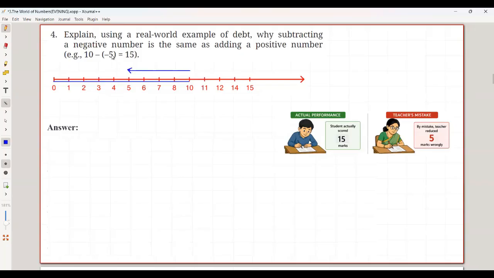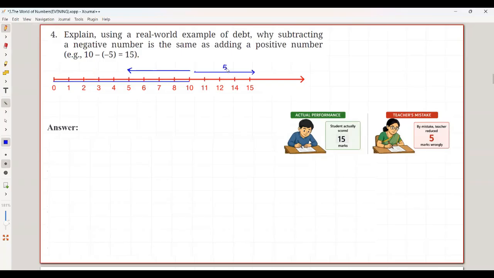But it's given as minus of minus. Minus 5 means this direction. Again, they have given one more minus, so you have to go in the opposite direction of minus. So from here we go opposite 5 units. So 10 minus of minus 5, you'll be getting 15. Here is 10, here is 5, so the total answer will be 15.